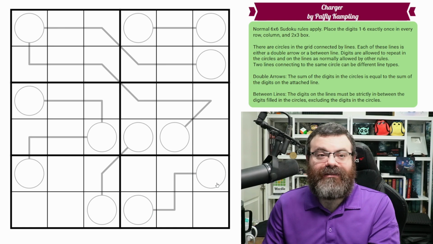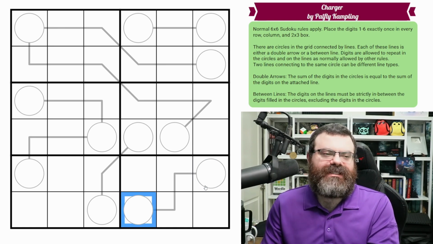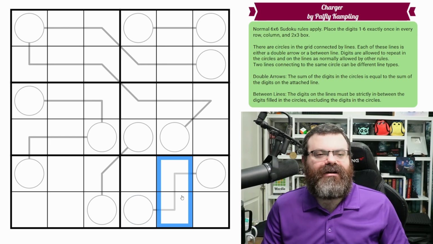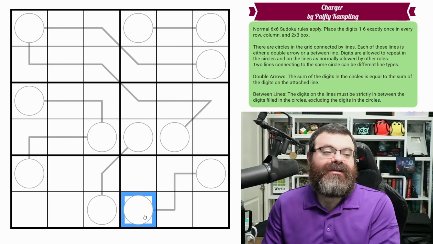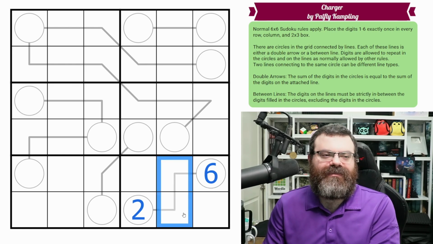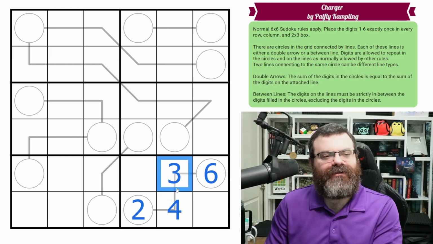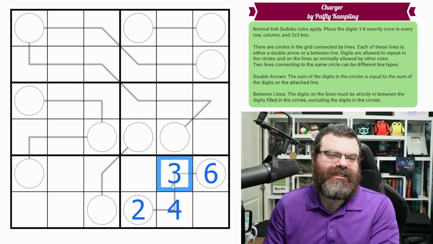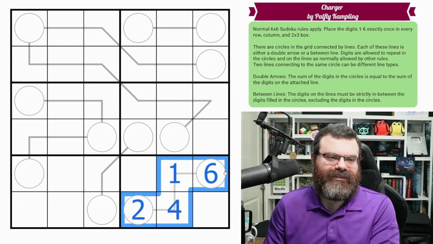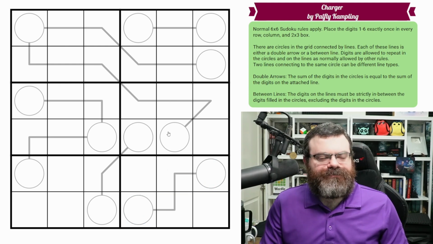Now if it was a between line, then what that means is that whatever digits end up in the two circles, the digits in the line are strictly in between the two. So if this was 2 and 6, then these two digits would have to be between 2 and 6. They'd have to be from 3, 4, 5 only. So we could do like 4, 5, we could do 3, 5, 3, 4, just as long as they're in between the 2 and 6. We can't do a 1, we can't repeat the 2 or the 6. All right, and we don't know which is which, so it's up to us to determine.